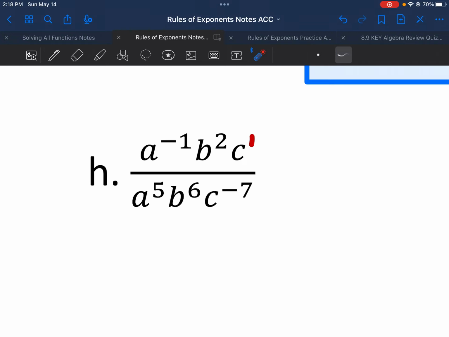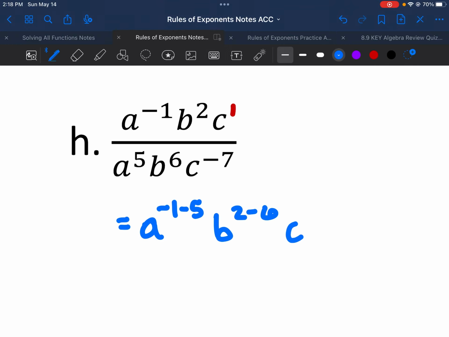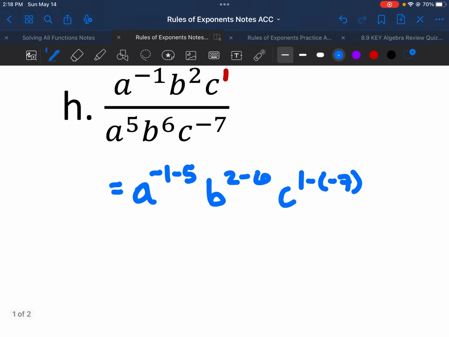So the quotient rule says, hey, if you have bases that are dividing, we go ahead and subtract the exponents, top minus bottom. So this is going to equal a to the negative 1 minus 5, b to the 2 minus 6, c to the 1 minus negative 7. Be on the lookout for these double negatives, right? It's subtraction, top minus bottom, and the bottom was already negative, so minus negative 7.